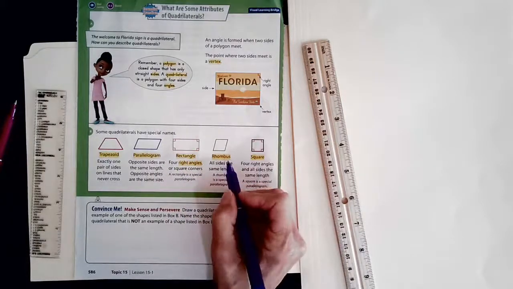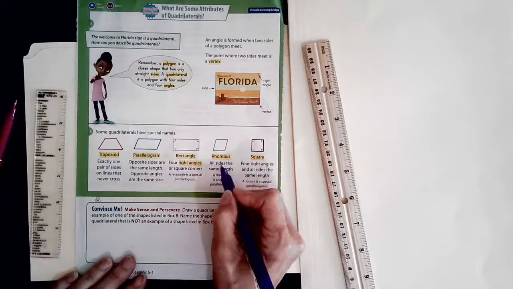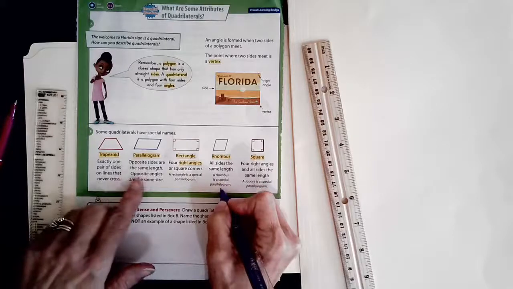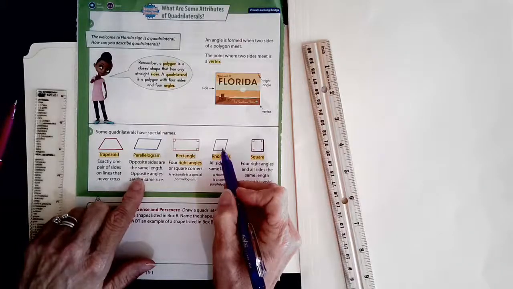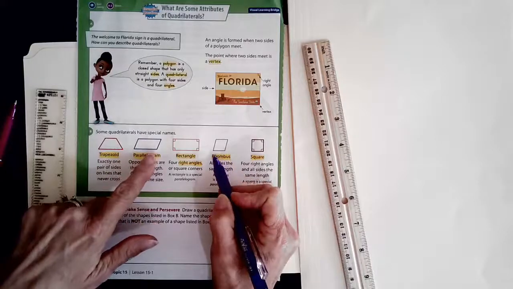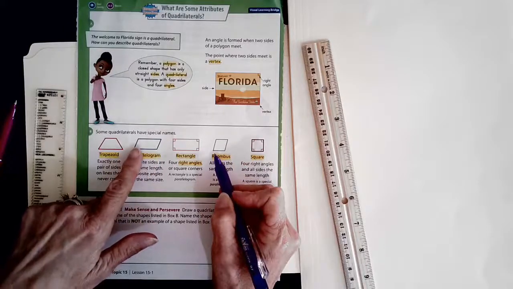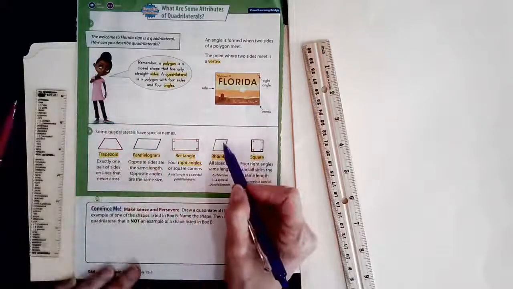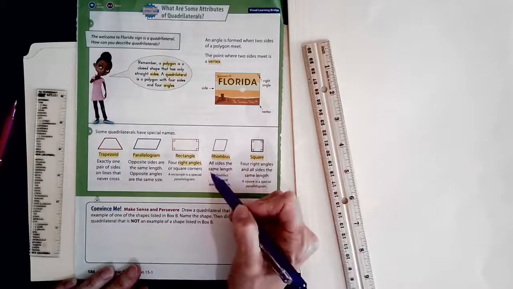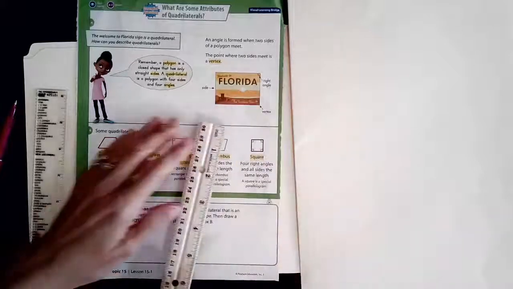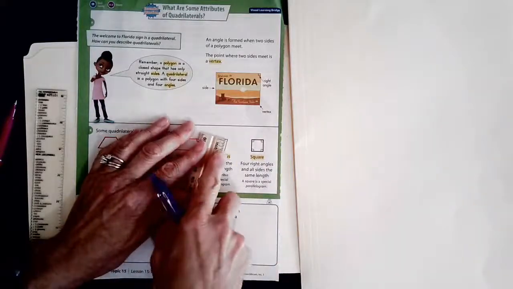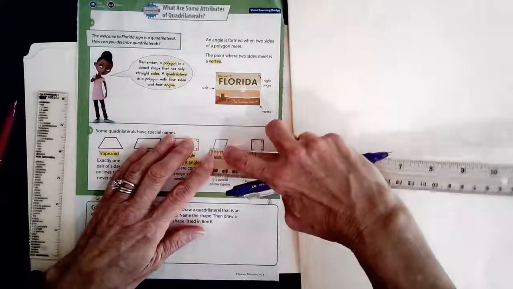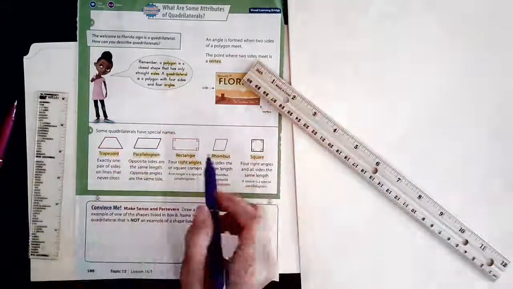Now we have a rhombus. On a rhombus, all sides are the same length. Now a rhombus is a very special parallelogram. Notice that the rhombus is slightly angled, just like that parallelogram on the sides. So it's kind of like a square that's not up straight. And with this rhombus, all 4 of these sides are the same length. So if we were to measure them, we would see that all 4 of these sides are the same length. That makes it a rhombus.